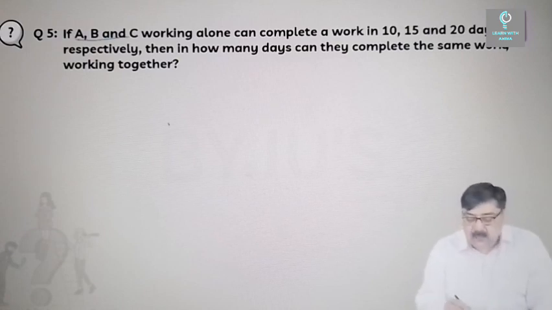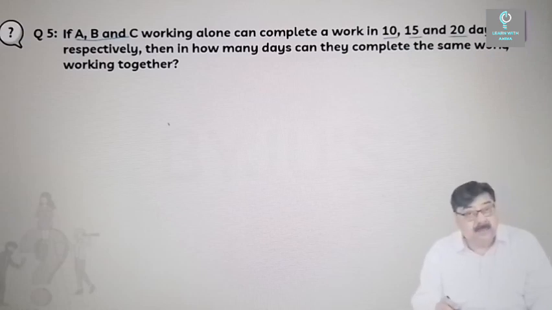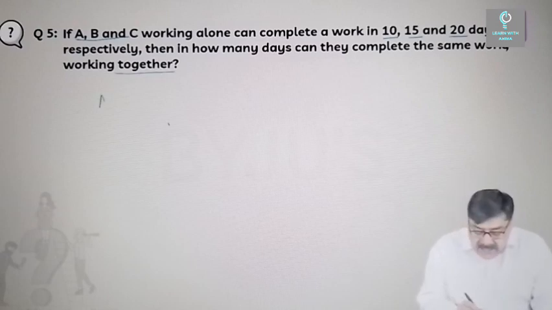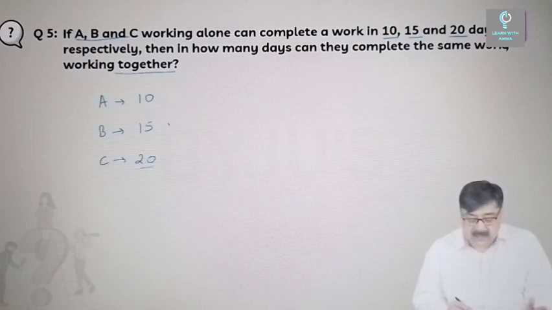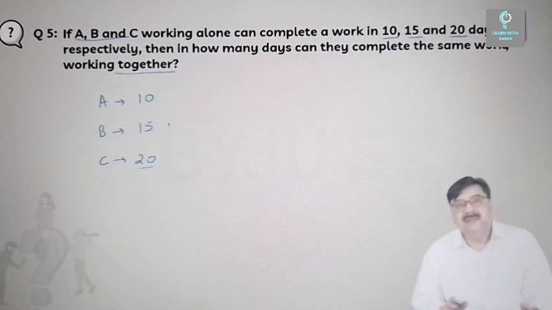If A, B and C working alone can complete a work in 10, 15 and 20 days respectively, then in how many days can they complete the same work working together? Alright, so A can complete this work in 10 days, B in 15 days and C in 20 days. Find out the LCM. Greatest number is 20. Table of 20. 20 is not divisible by 15. 20 into 2, 40 is not divisible by 15. 20 into 3, 60 is divisible by 15.